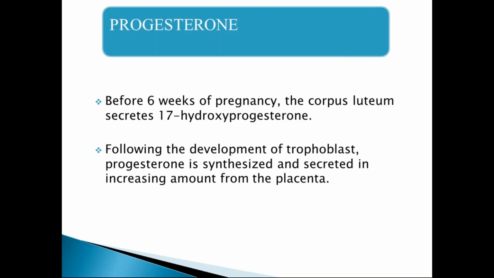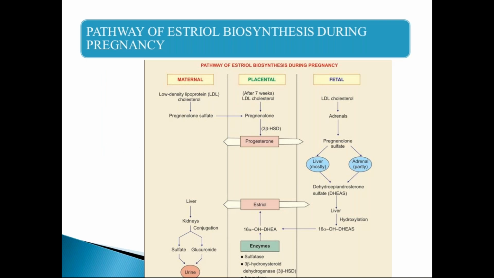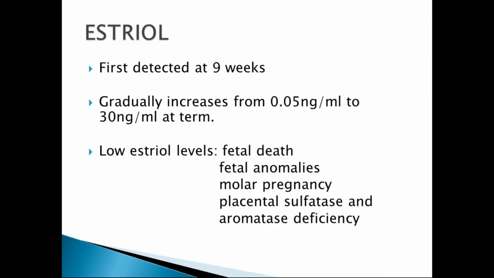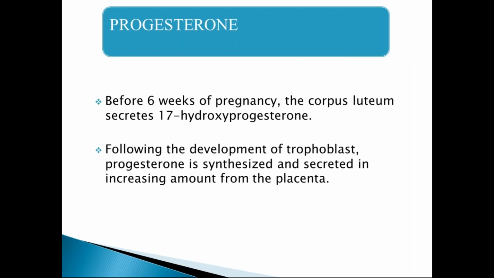Coming to progesterone, you can see in this picture that progesterone is secreted by the placenta, mainly from the maternal and some part from the fetal side. The main precursor is again cholesterol, which is derived from the maternal and fetal units and is converted into pregnenolone and further into progesterone. Before 6 weeks of pregnancy, the corpus luteum secretes progesterone components like 17-hydroxyprogesterone, and following the development of the trophoblast, progesterone is synthesized and secreted from the placenta.